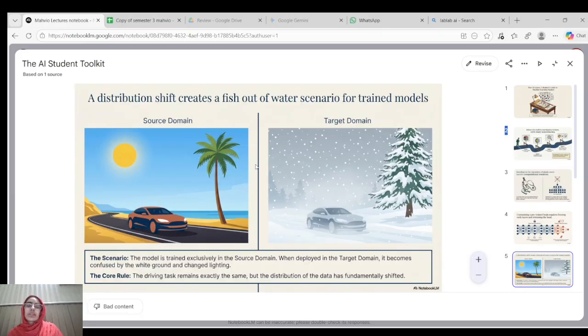It gets confused by the white snow and the glare, even though the task of driving has not changed. And in health data, this happens when a model trained on patients in Europe is used on patients in Asia. The distribution of the data has fundamentally shifted. Our machine learning model would not handle this type of shift. It would not perform well.